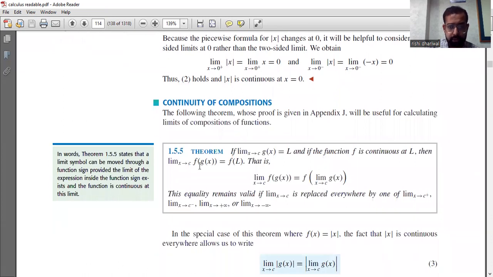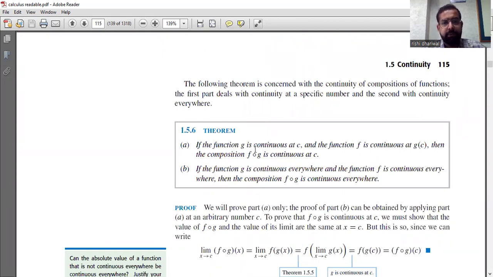Continuity of compositions. If the limit as x approaches c of g(x) is equal to L, and if a function f is continuous at L, then the limit as x approaches c of f(g(x)) is equal to f(L). That is, the limit as x approaches c of f(g(x)) is equal to f of the limit as x approaches c of g(x). The equality remains valid if x approaching c is replaced everywhere by one of: x approaching c from the positive side, c from the negative side, infinity, or minus infinity.